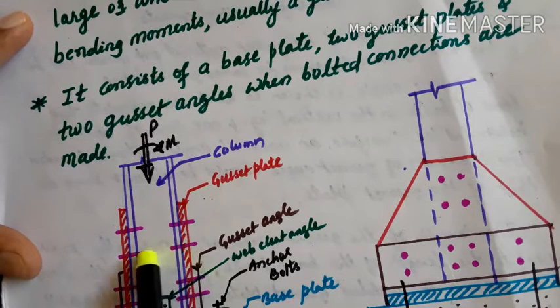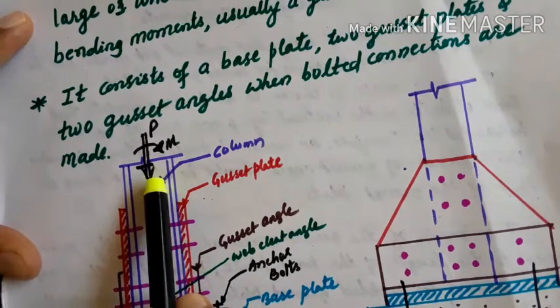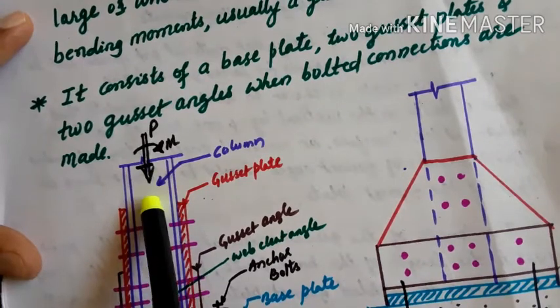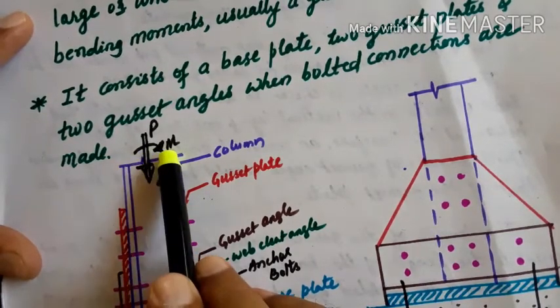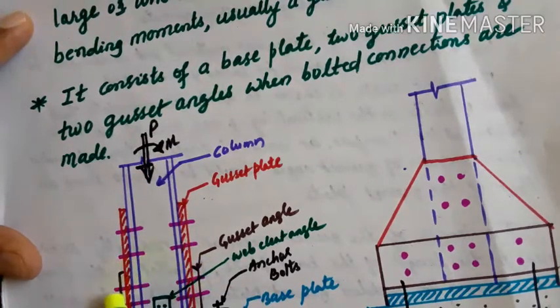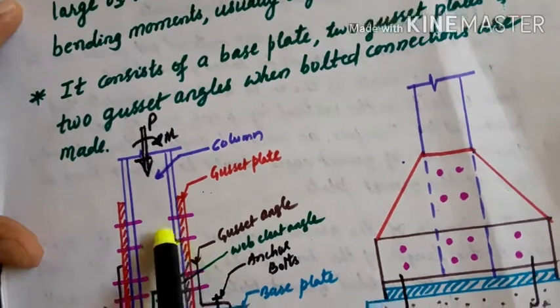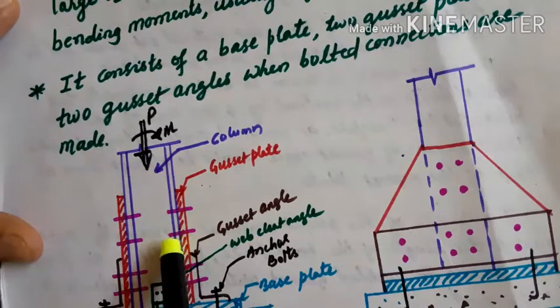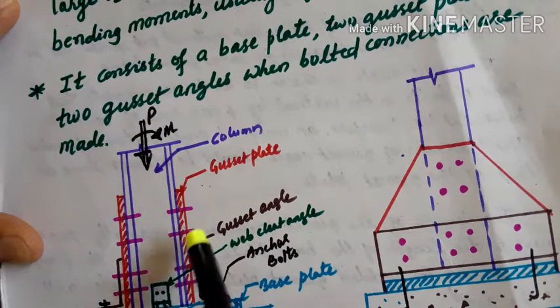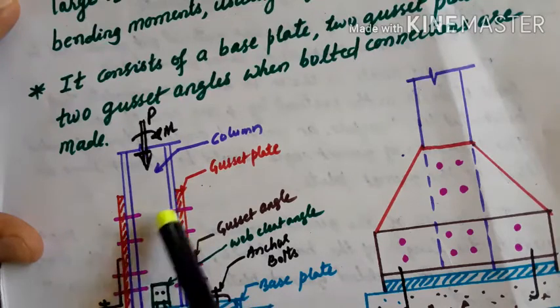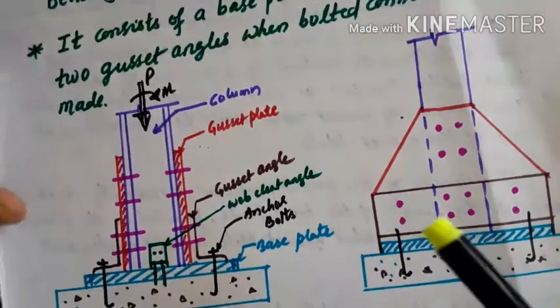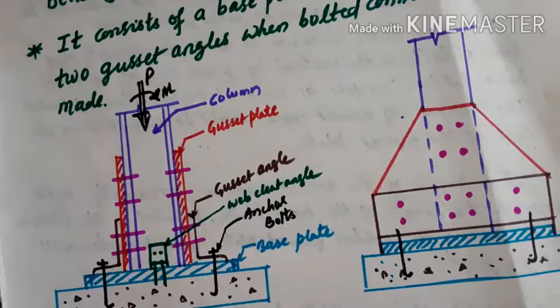Because of the heavier load coming on the column, as well as if the load is accompanied by a bending moment, a maximum stress will be acting at this particular zone. So it may fail at this particular junction. To prevent it from failure, additional plates will be used on either side of the column, like this. I'll show here.